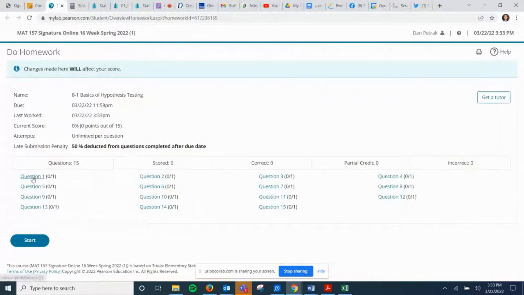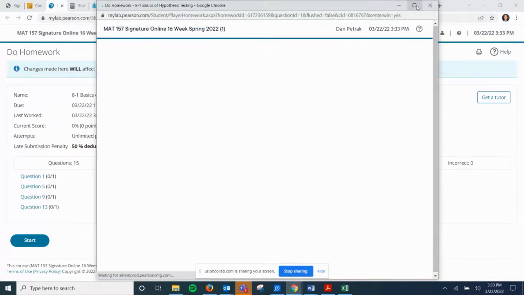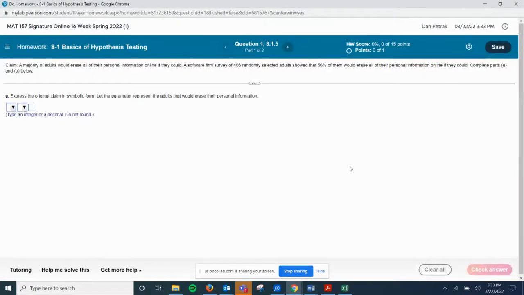All right. 8-1. So 8-1 is the basics of hypothesis testing. What you're doing here is you're trying to use either means or proportions. In this case, you're going to be doing proportions, comparing either one proportion to what you thought it should have been, or in section 9.1 we'll do proportions comparing to each other.